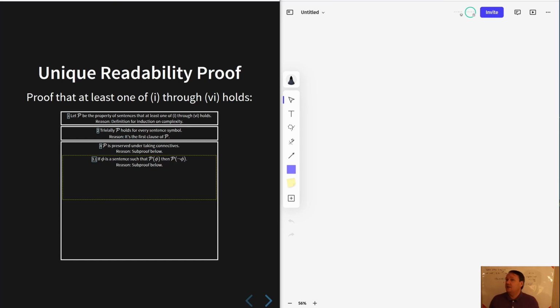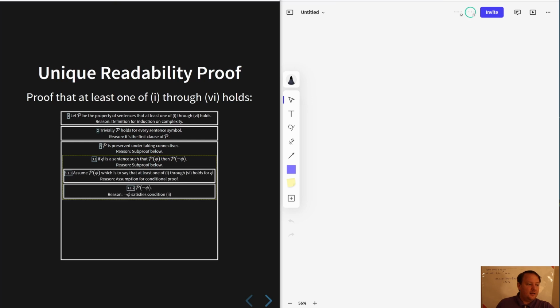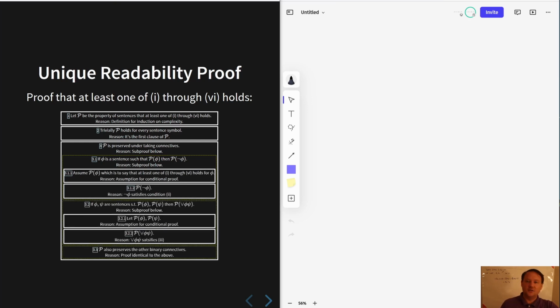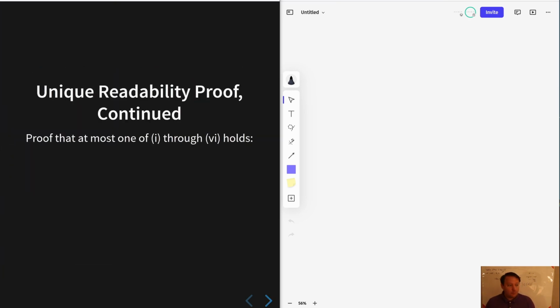Suppose that phi enjoys this property. That is to say, phi is a sentence where at least one of those conditions holds. Now, in fact, I won't even use the property, really. All I need is the fact that phi is a sentence. And then I can say that negation phi is the negation of some sentence, and therefore condition 2 holds. It's just that easy. And in fact, all of the other connectives get proved in just as easy and trivial a manner. And there's the proof by structural induction. So we're done proving the at least one claim. Now we'll move on to proving at most one.